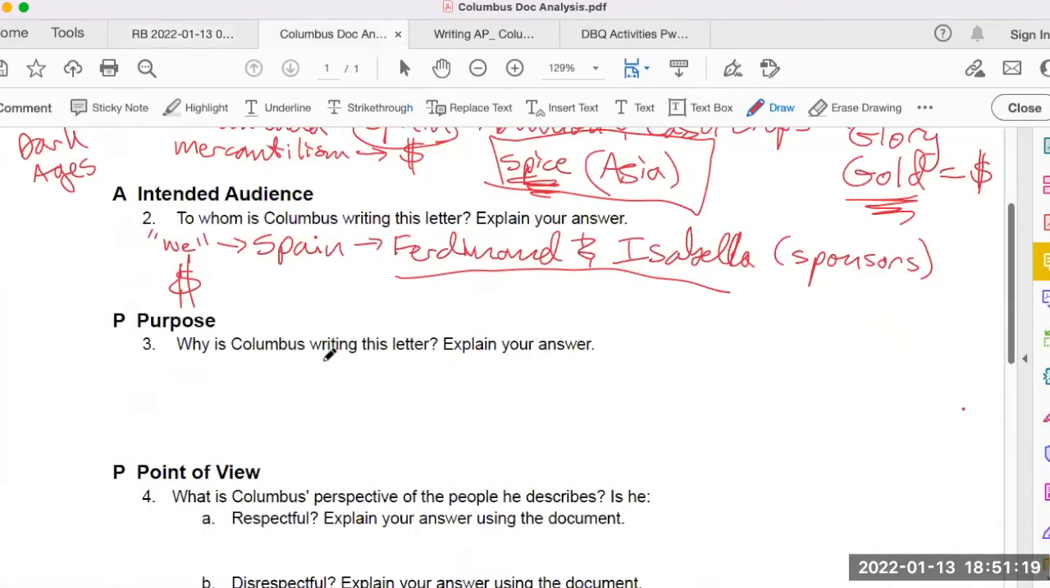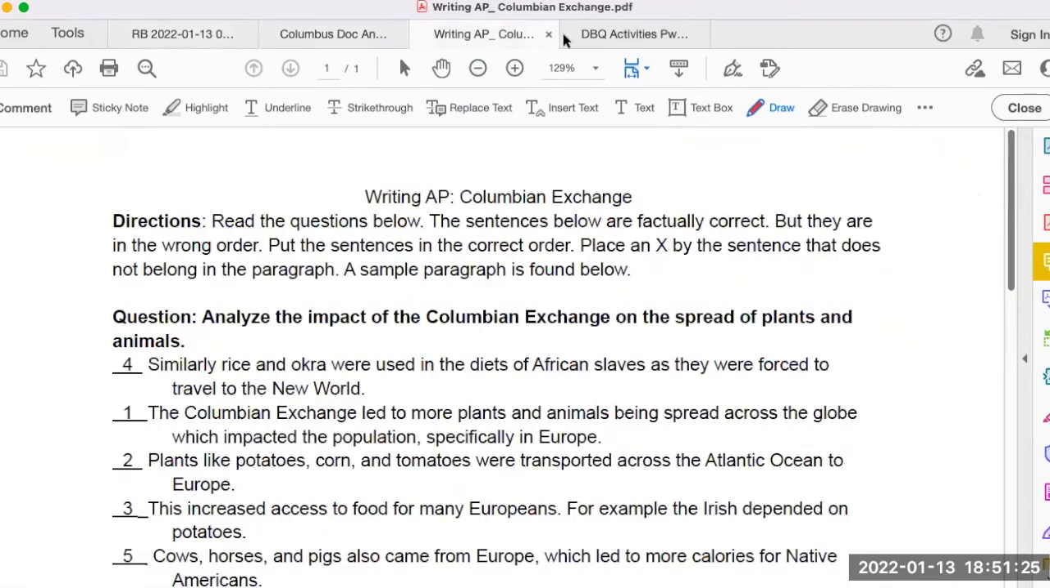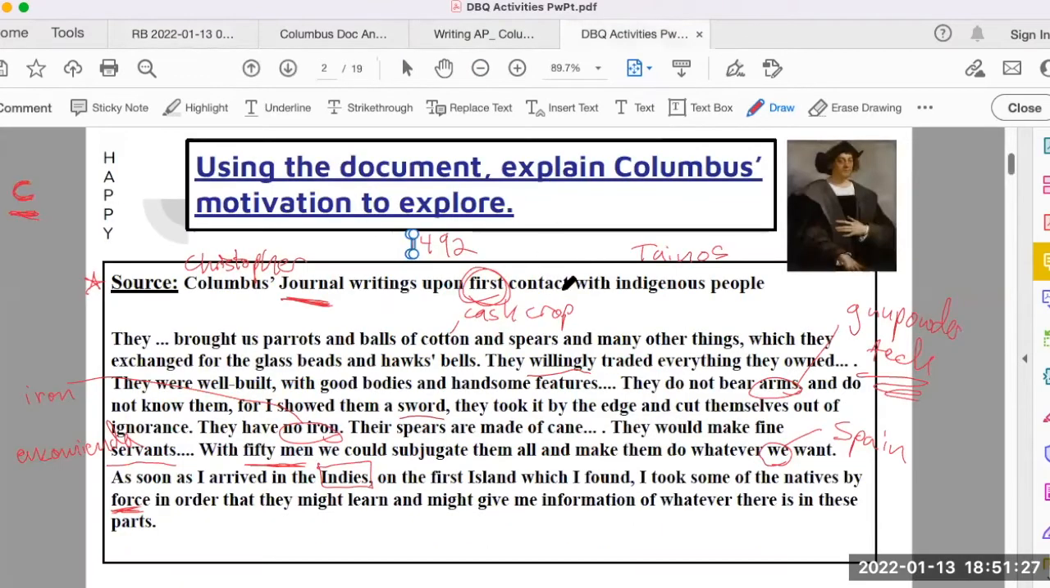looking at this document, why would Columbus write this letter? Why would he write about his first contact with the indigenous people? Why is he writing it in this way? Okay, so go ahead and take a moment to reread the document, and write about why Columbus would be writing this document. So go ahead and pause your video, and then when we come back, we'll go over your answers.